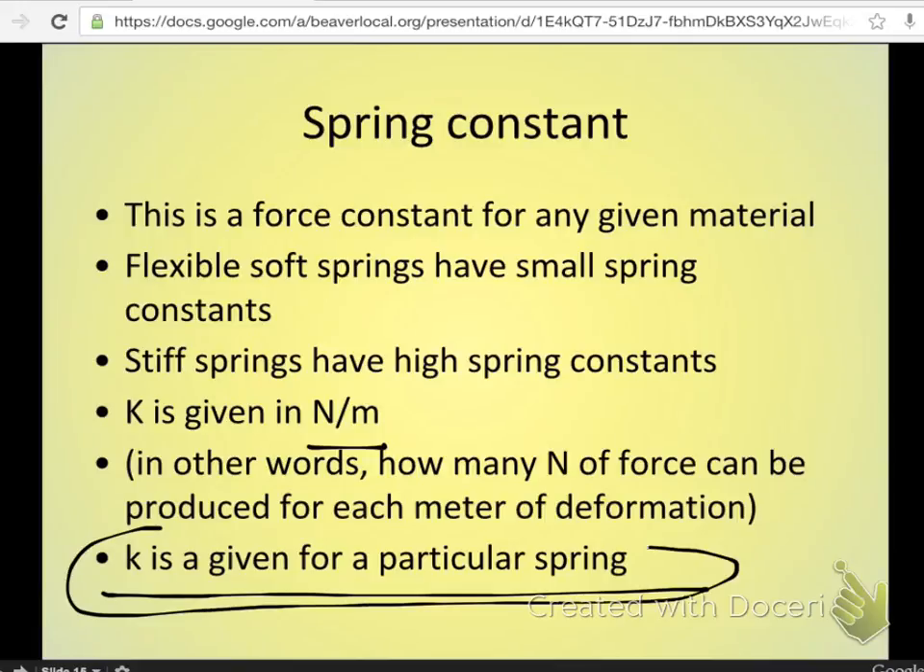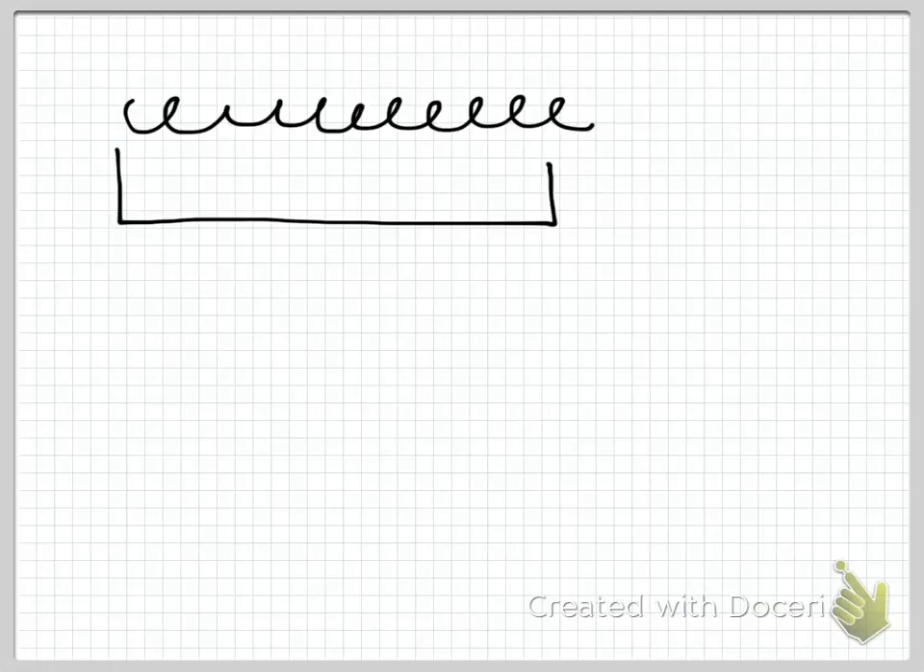But K is a constant. It's a given for that material. We can look it up for some materials, but we can always calculate K. So to talk a little bit more about K and what it is, I want you to imagine this spring, and actually, let's do this.